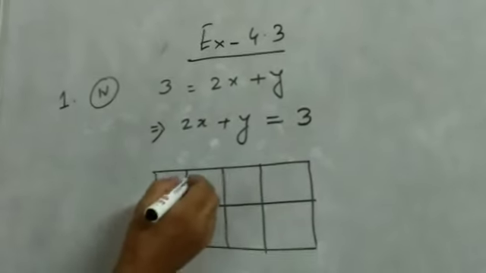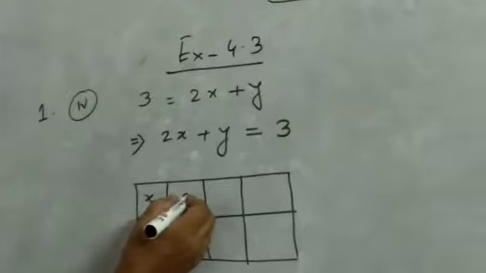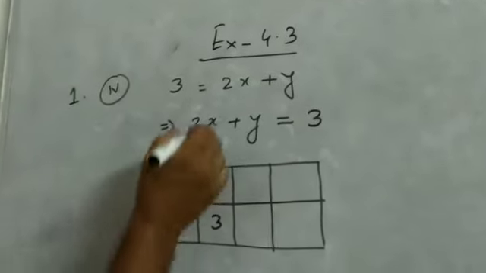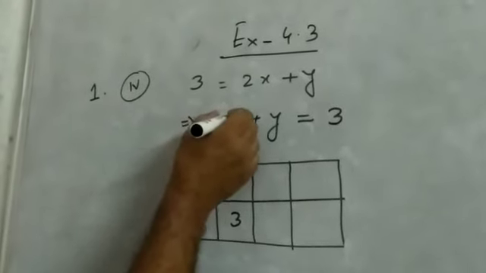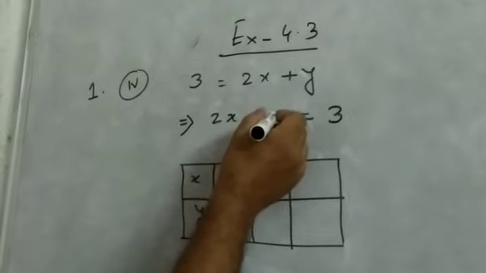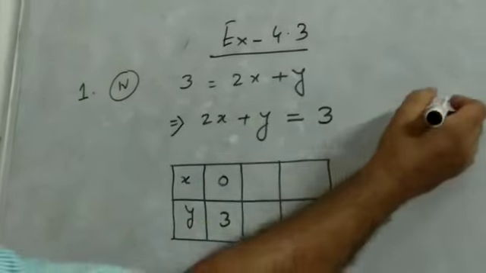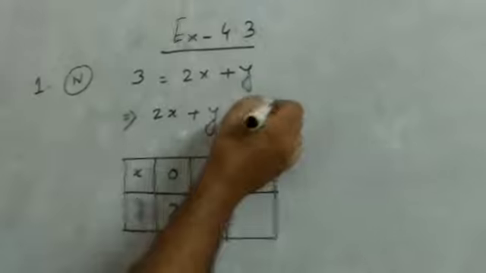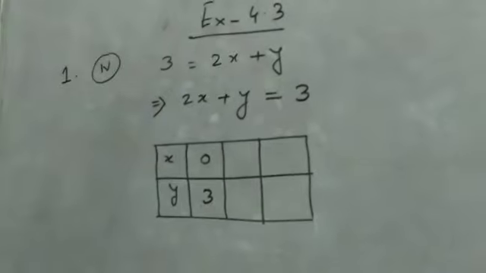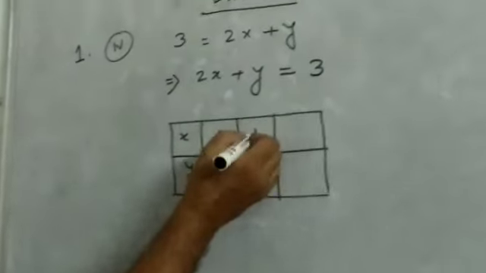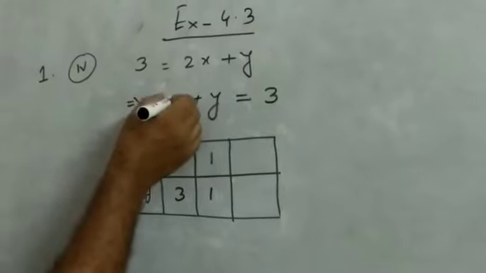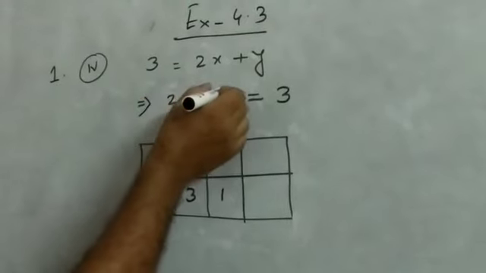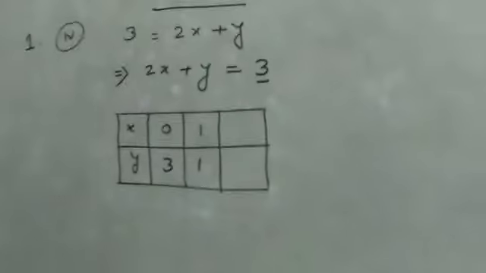So here one solution is, suppose x is 0, then y is 3. Because here x is 0, then 0 into 2 is 0, and plus y is 3. So 0 plus 3 equal to 3. So it is one solution. Now suppose x is 1 and y is also 1. So if you put x as 1, 2 into 1 is 2, plus 1, 2 plus 1 equal to 3.